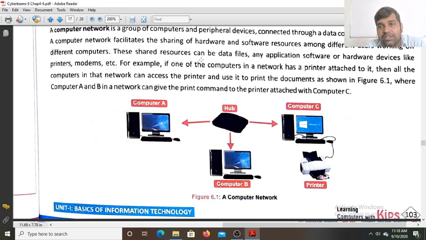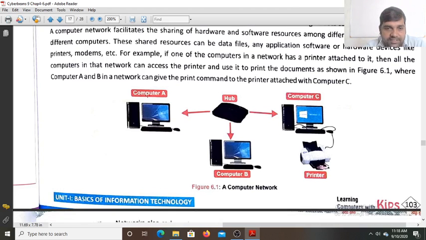For example, if one of the computers in a network has a printer attached to it, then all the computers in that network can access the printer, which I have discussed just now, and use it to print documents. So computers A and B in a network can give the print command to the printer attached with computer C.